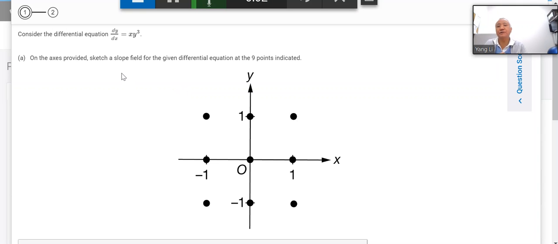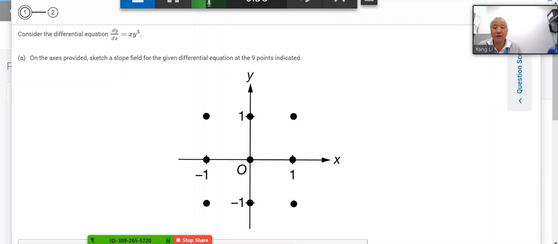Okay, let's look at this question. Consider the differential equation dy/dx equals x times y cubed, right? In part A, they said, on the axis provided, sketch the slope field for the given differential equation at the 9 points indicated. For this one, it's not that hard, because we know that with a differential equation, the derivative means what?